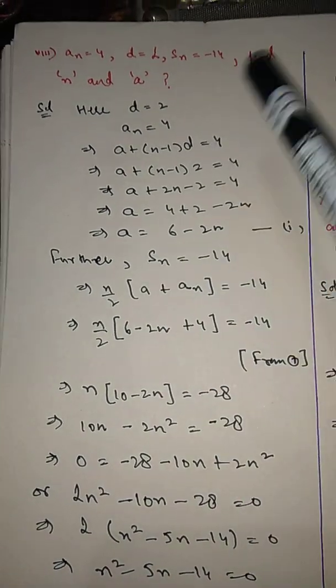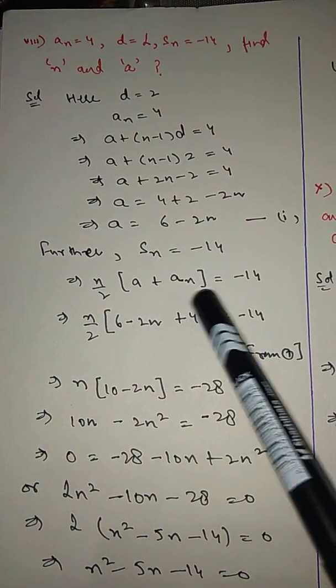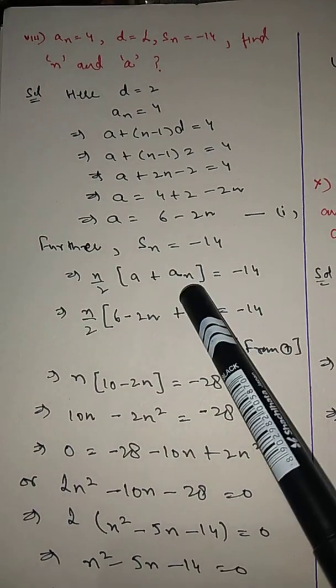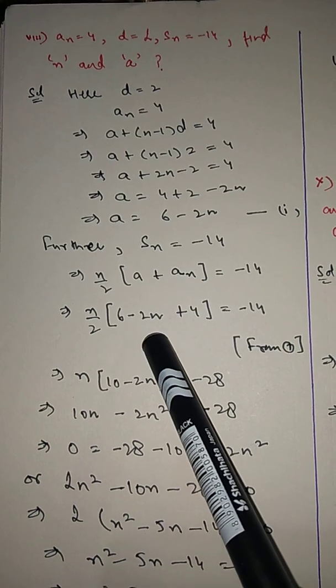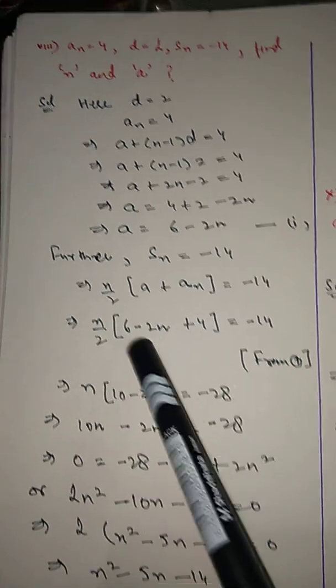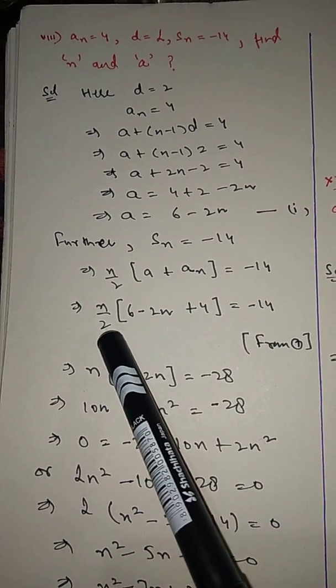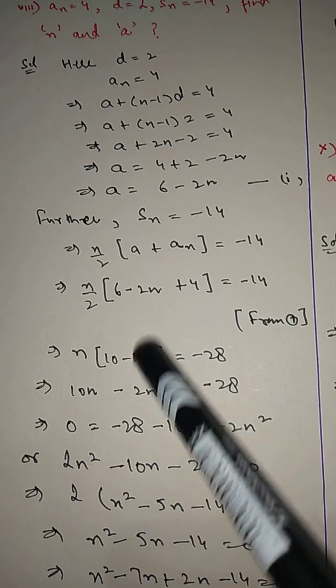Further, Sn we are given as minus 14. So it's n upon 2 into a plus an. If we use the formula n upon 2 into a plus an is equal to minus 14, we have the value of an as 4. We have the value of a as 6 minus 2n. So it becomes n upon 2 into 6 minus 2n plus 4 is equal to minus 14. So again, 2 when multiplied here, it becomes minus 28. 6 plus 4, 10 minus 2n.